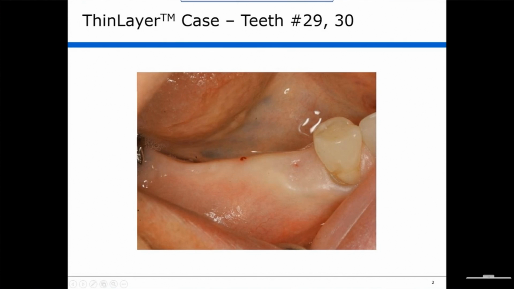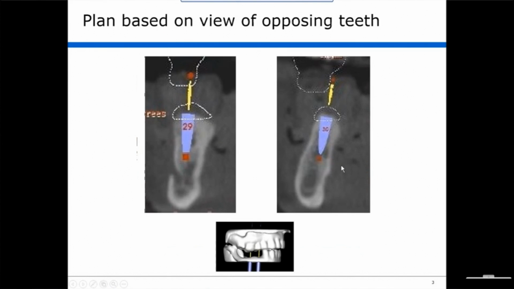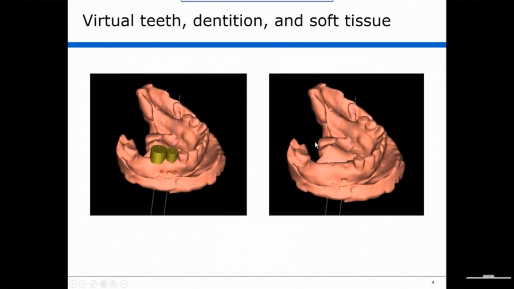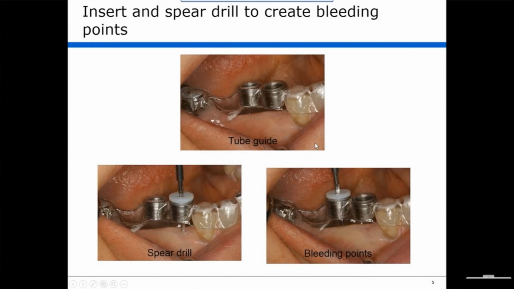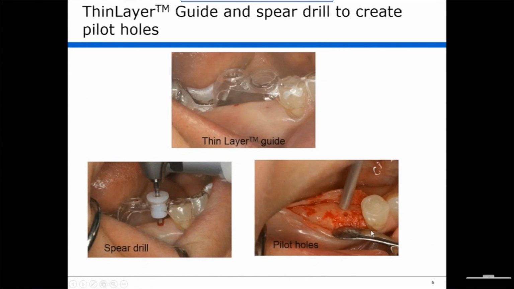This is a set of surgical slides on the case that we just did. Here's the planning, which you've already seen. And this is a ThinLayer case, so this is done differently than a tube case. Conceptually, it is very different. You would use this in a situation where you couldn't use the tube because you had inadequate vertical space. In this case, you use a tube guide with an insert and an endo file or a spear drill to create a bleeding point. That's one point of the trajectory. You remove the tube guide and place a ThinLayer guide.